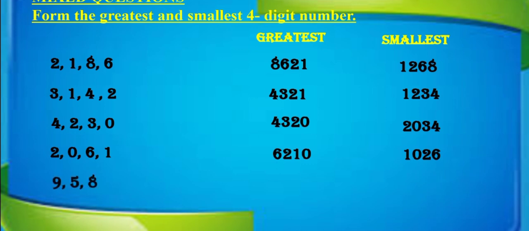Now the next type of question, 3 digits will be given to you. You have to form the greatest number by repeating any one of the digits. So 958. Which digit will you repeat here? For forming the greatest number, 9 should be repeated. So 9985. And for forming the smallest number, the smallest digit should be repeated one more time. So 5589.